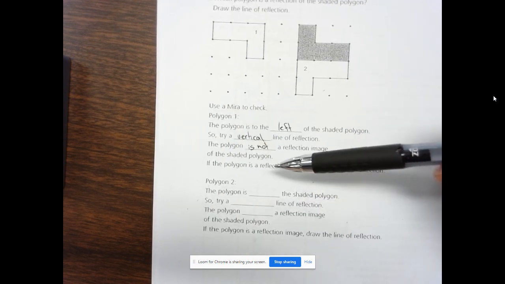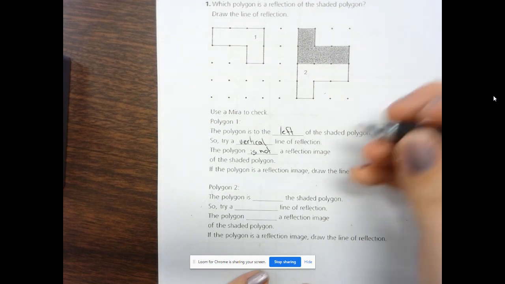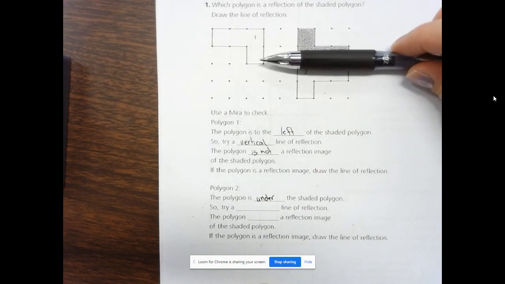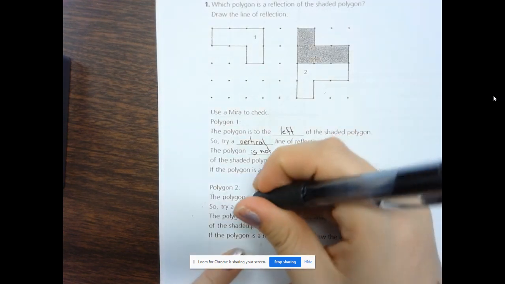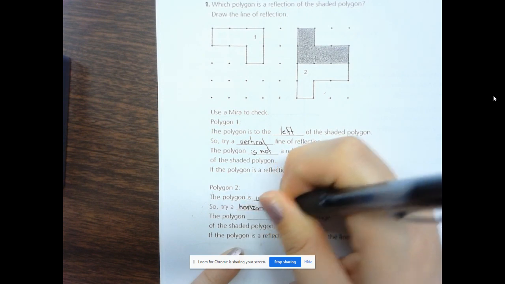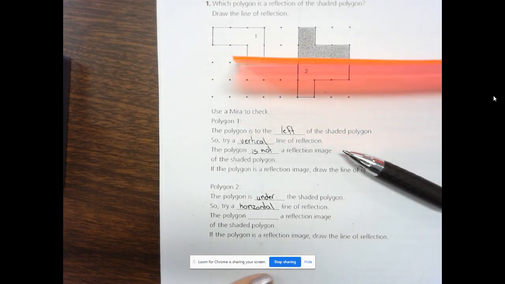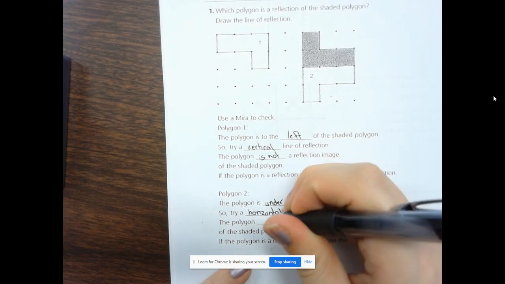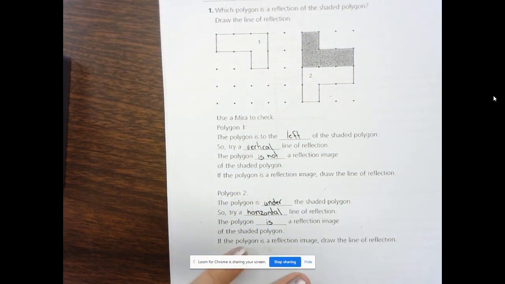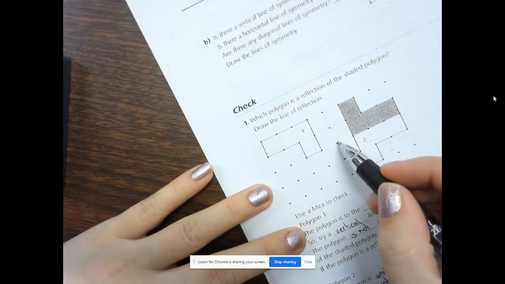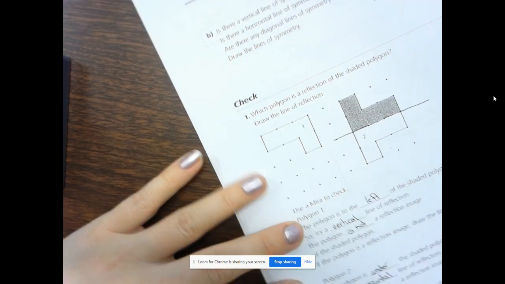If I'm going to do the same thing with polygon 2, this time the polygon is under the shaded polygon. So to figure out if it works, I'm going to need to draw a horizontal line of reflection. If I were to draw this line here, does that image flip on itself? Would it match, the same distance from that line on both sides? I would be able to say yes. So the polygon is a reflection image of the shaded polygon. And if the polygon is a reflection image, please draw the line of reflection. The line of reflection can be found between the two shapes.